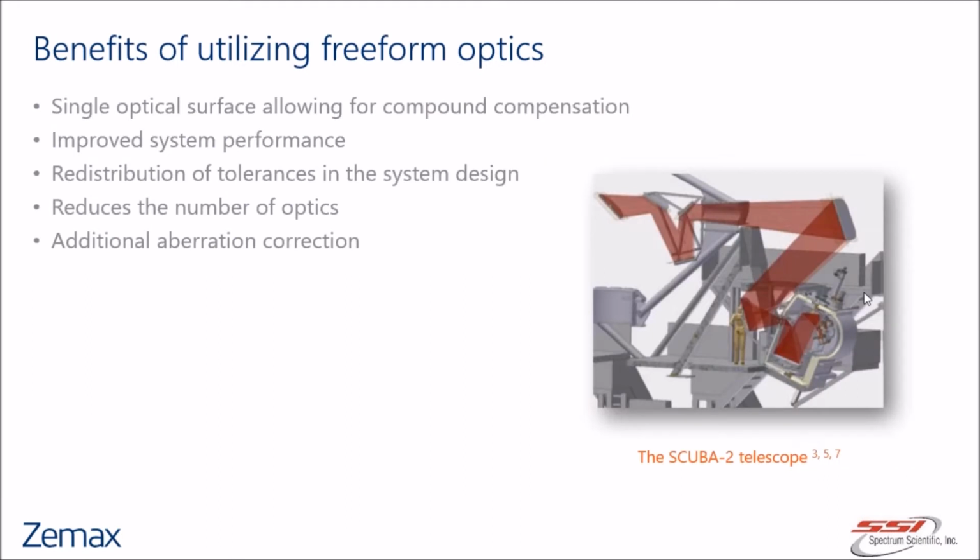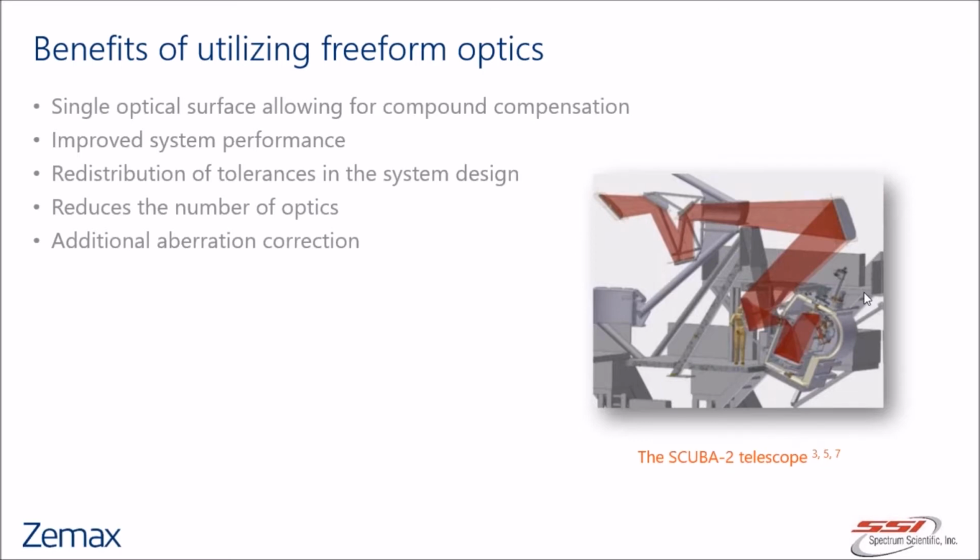So what are the benefits of freeforms over other optics? Well, first and foremost, the single optical surface allows for compound compensation, meaning that freeform optics allow you to redistribute tolerances within your design and possibly reduce the number of optical elements, giving higher throughput. With fewer optics to align, reducing the optical volume of the system offers obvious advantages. And last but certainly not least, because of the freedom it provides the optical designer, freeform optics offer additional aberration correction never before available.